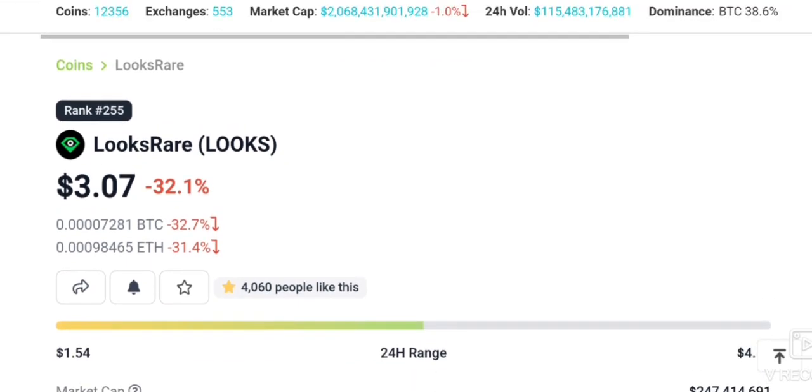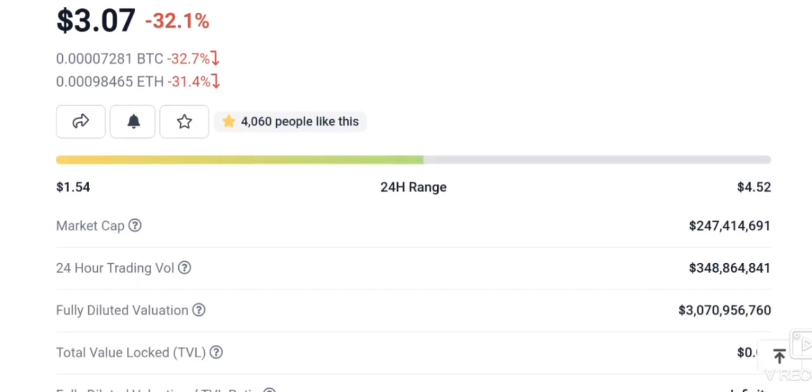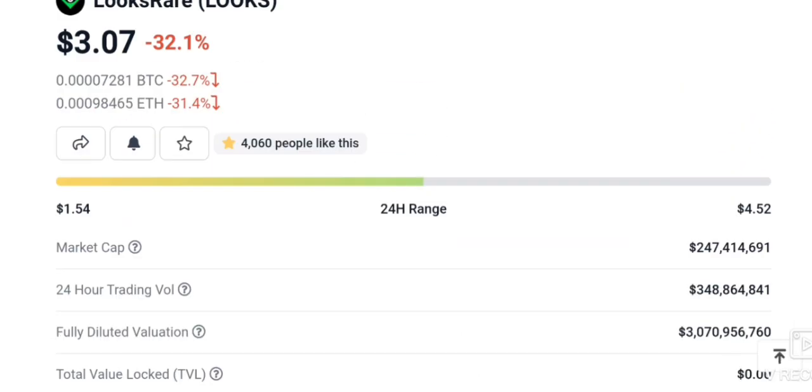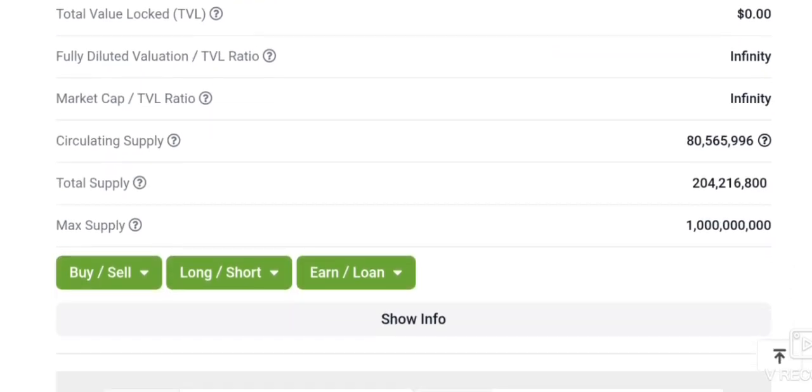Okay, lads, today we're looking at LooksRare. This one is taking a bit of a beating, down 32% in the last 24 hours, with a market cap of just under 250 million. Total max supply of 1 billion tokens, and roughly 80 million in circulation.